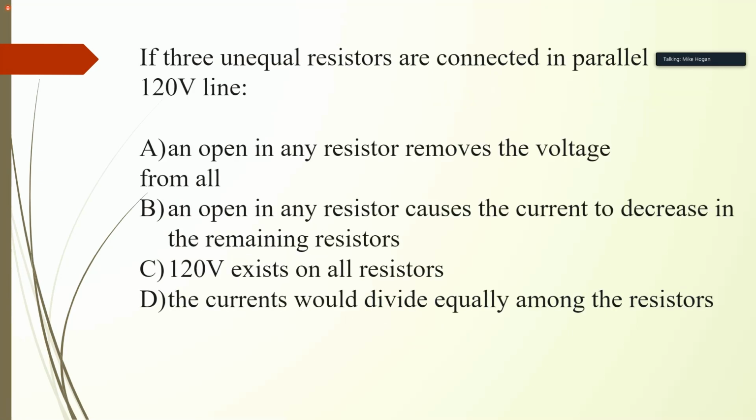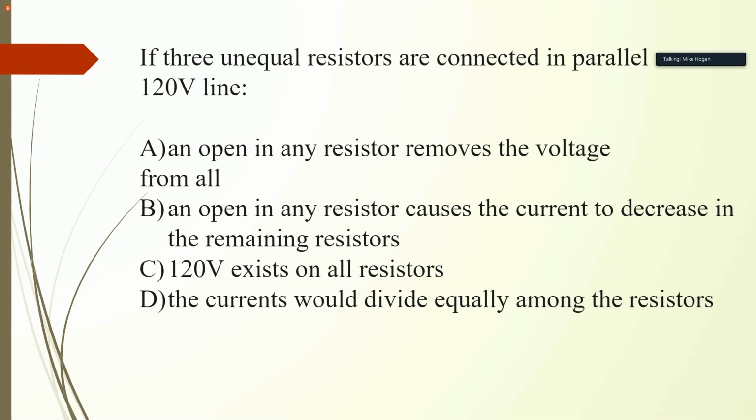All right, 3 unequal resistors are connected in parallel across a 120 volt line. An open in any resistor removes the voltage from all. What's that? The first one sounds right. Okay. An open in any resistor removes the voltage from all. So we've got 3 unequal resistors that are all in parallel. So they've all got 120 volts across them. And so if we have an open in any one resistor, we'd still have voltage applied to the other 2 resistors.